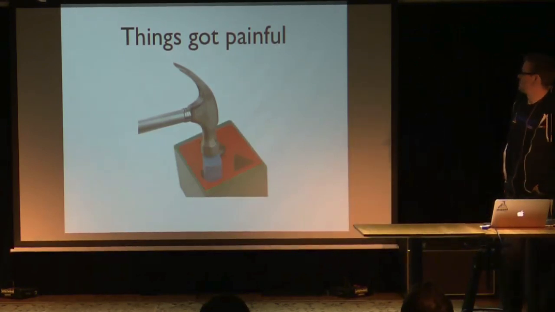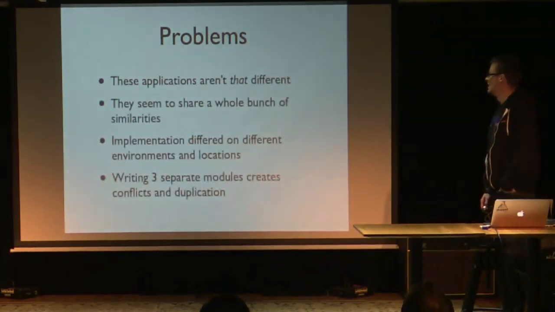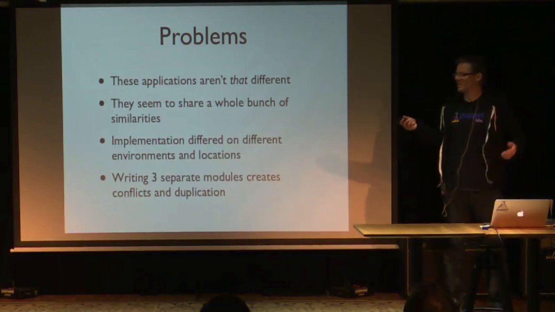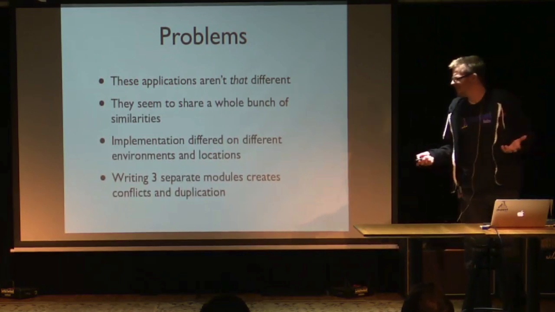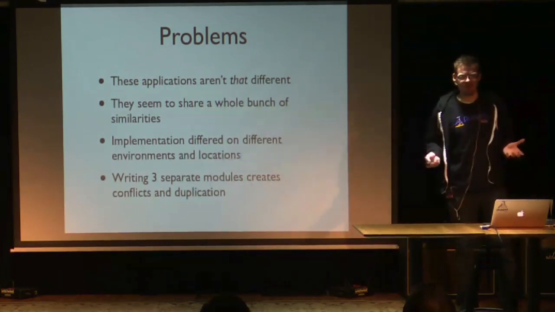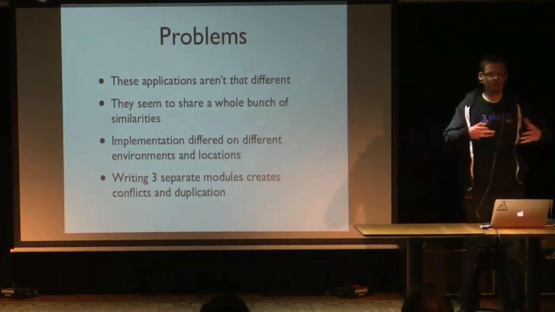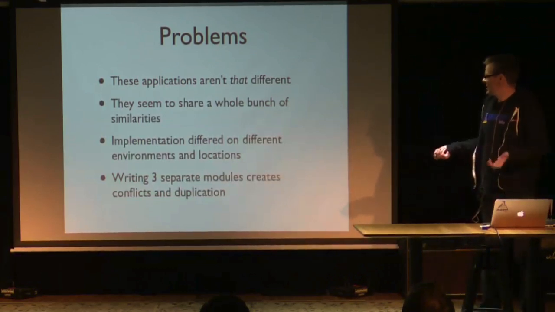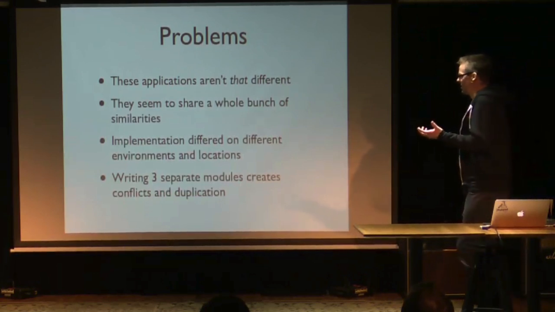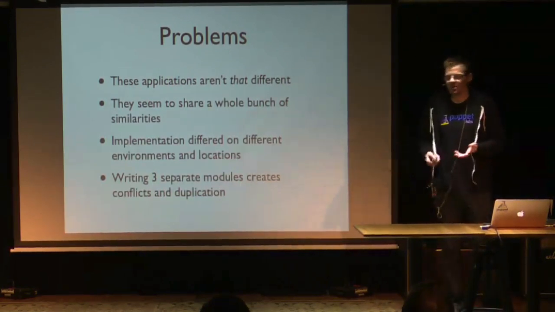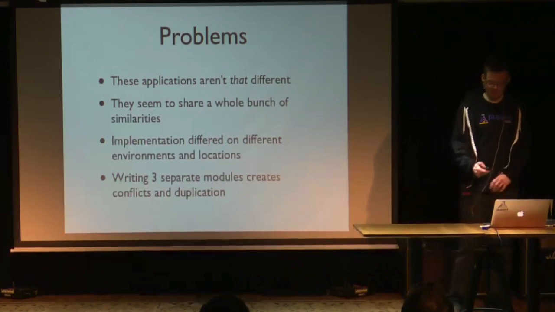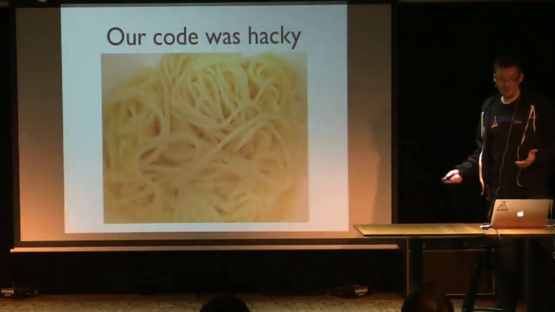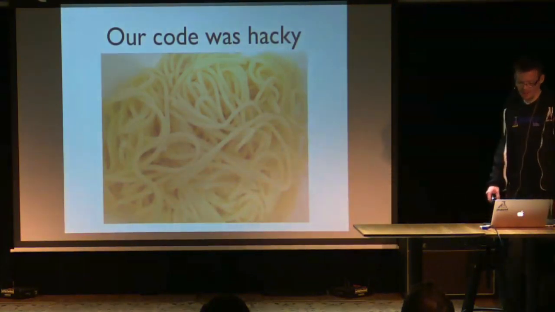We identified some of the problems and some of the reasons. We looked at what we were doing and thought, hey, these applications are not that different. They seem to have a whole bunch of stuff in common. And this is why we're having all these problems with these 3 Puppet modules. The implementation differs on all these different environments and locations, but writing 3 separate modules gives us loads of duplication, and it was becoming unmaintainable very, very quickly. This was the first few weeks we were trying to do this.